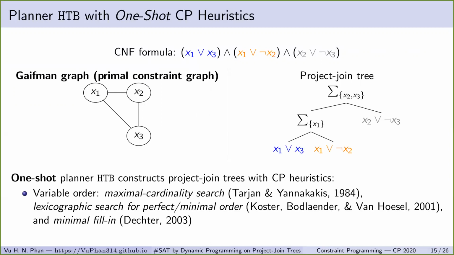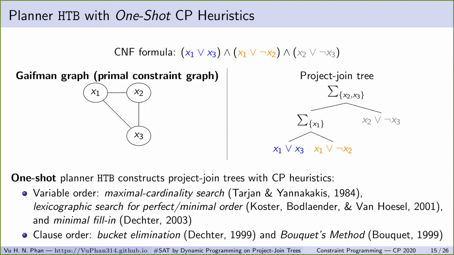From a Gaifman graph, we can construct a ProjectJoin tree using an iterative bottom-up algorithm called HTB. HTB is called a one-shot algorithm because it produces exactly 1 ProjectJoin tree for a CNF formula. HTB uses traditional CP heuristics such as MCS, LexP, LexM, and MinFill. We also use bucket elimination and the Bouquet's method to order the clauses given a variable order.